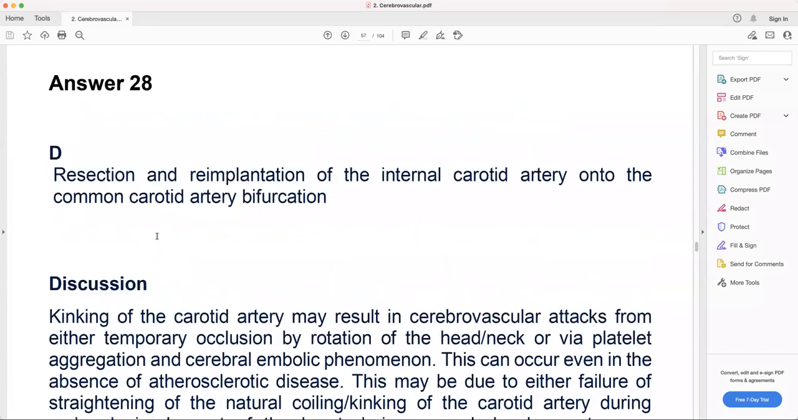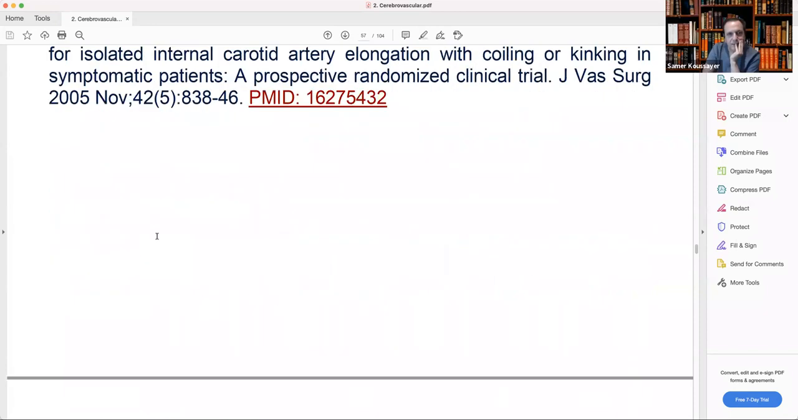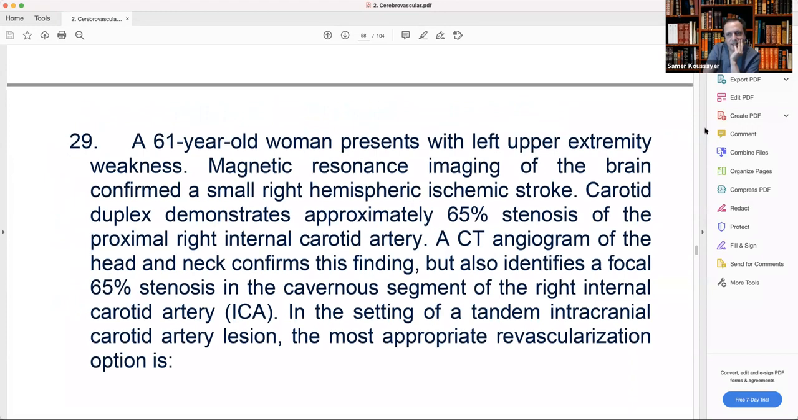All right. 29, getting close. Hamad. Bismillah.